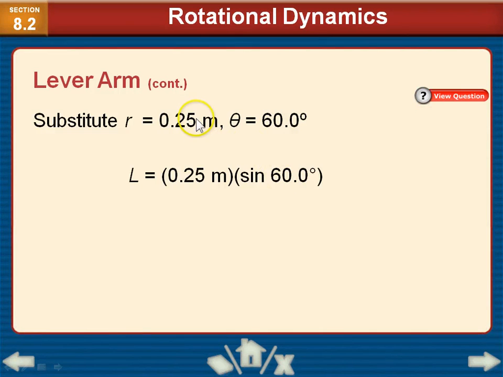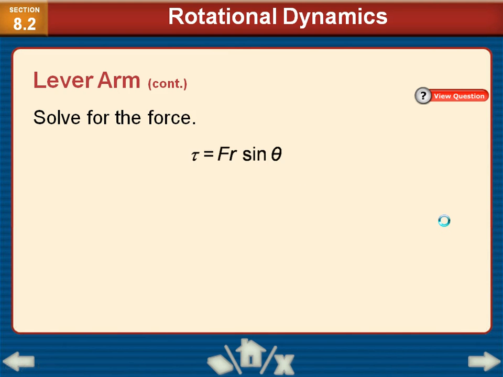So r is 0.25 meters, 25 centimeters. Theta is 60 degrees, so we do the calculation, and we come up with 0.22 meters. So we reduce it by about 3 centimeters. We're going to plug that in. R sine theta, or L, we're going to plug that in. We know what the torque we're trying to achieve is over here, and now we're going to calculate F. If we rearrange this first, we divide both sides by r sine theta.